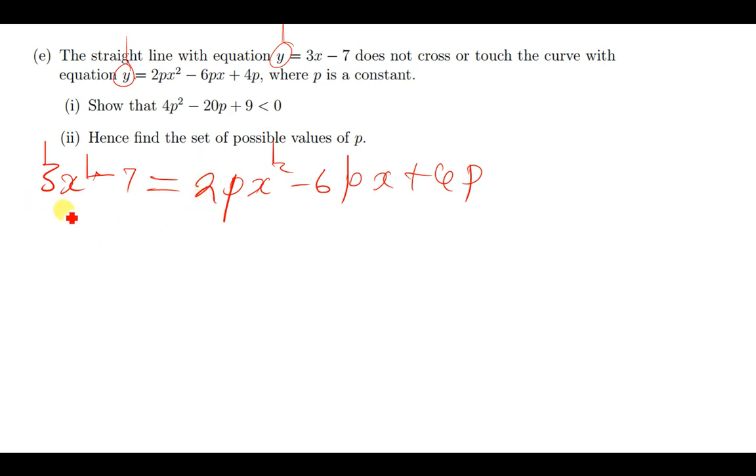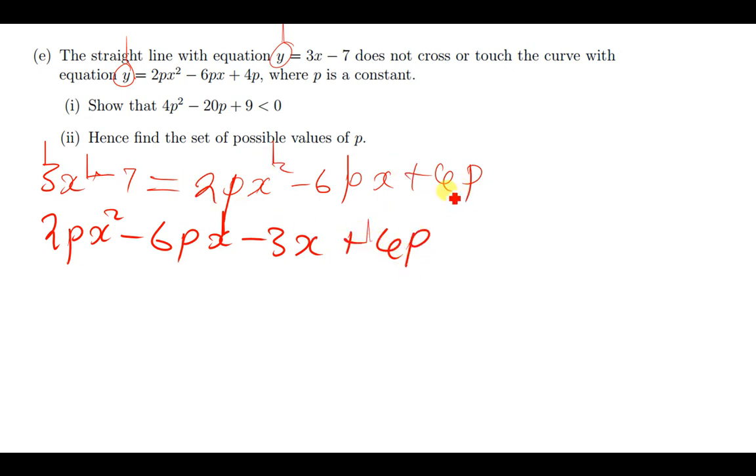When you simplify this equation, we put the like terms together, meaning we're going to have 2px squared, then 3x and 6px are going to be together, hence we'll have negative 6px. When this crosses the equal sign, we are going to have negative 3x, then we have positive 4p plus 7 is equal to 0. So from this equation, we can identify which one is our A, B, and C.